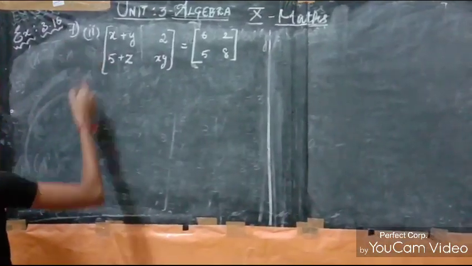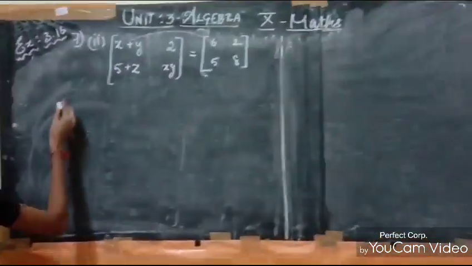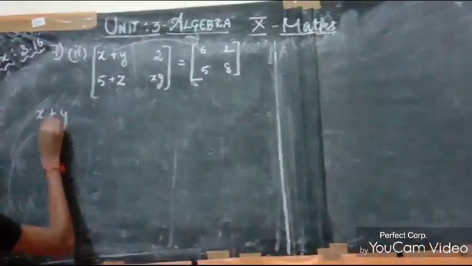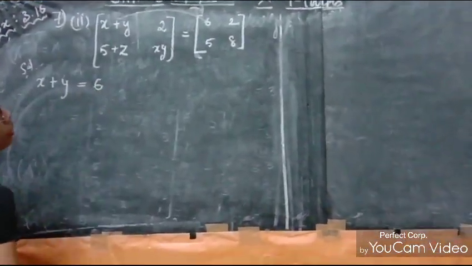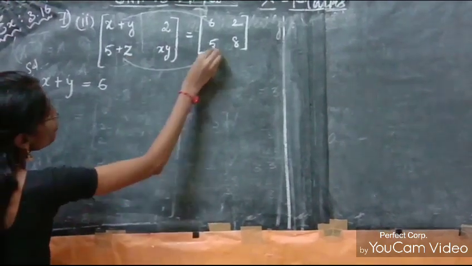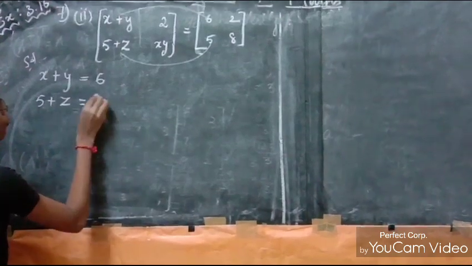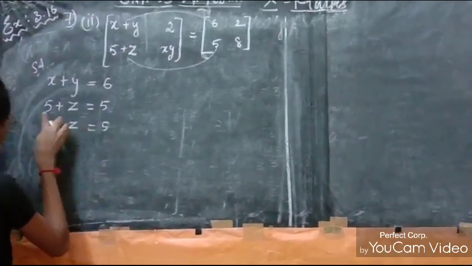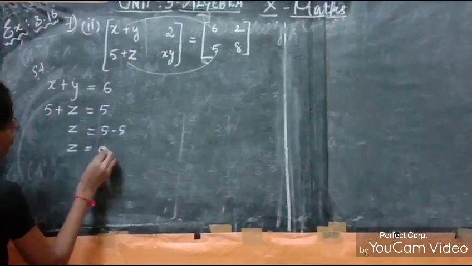In seventh sum, second subdivision, first row, x plus y is equal to 6. Then 5 plus z is equal to 5. Z is equal to 5 going across as minus 5. Now the z value is 0.